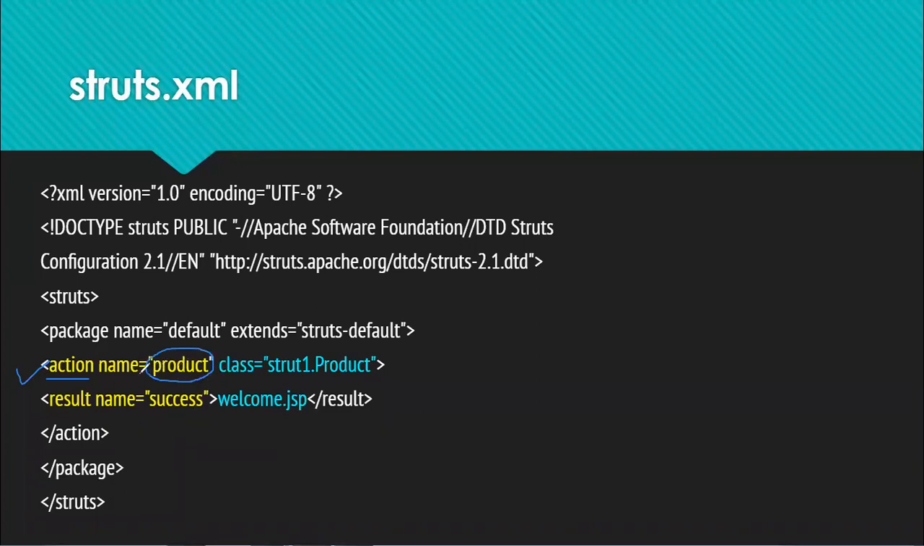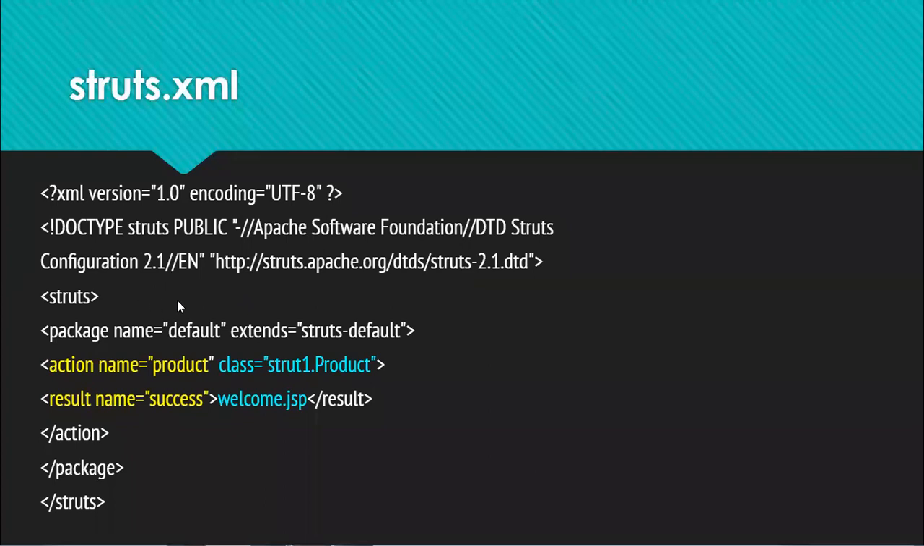Here you can see the p I have used is small case, and in the class I have given start1.product. Start1 is your project name. Whatever name you have given to the project, you have to use the same name, followed by the Java file name you have created. We know we have created a capital P Product.java file. So I am telling it to find the Product.java file in the project. And the action is product. Now this action we have written in your index file. I am just showing these two things to you.